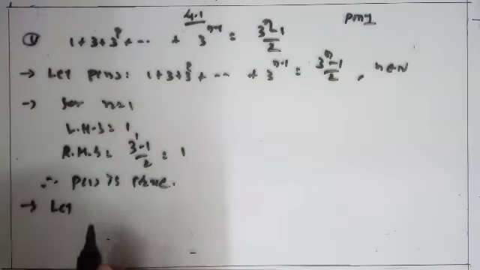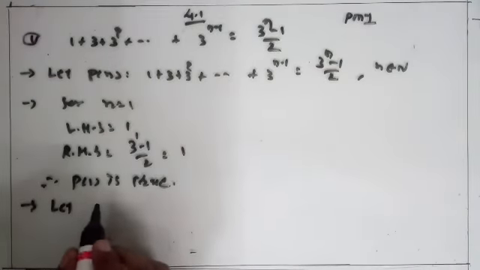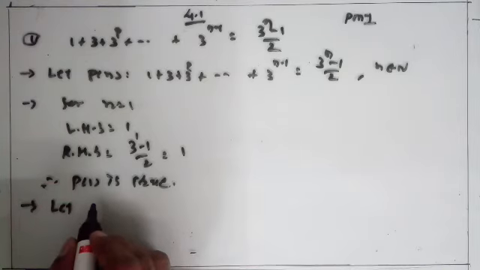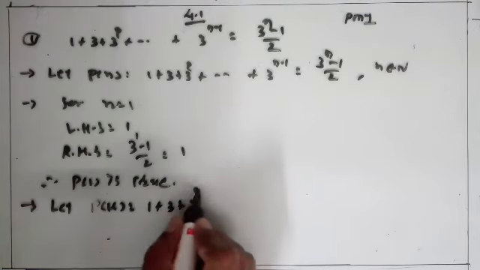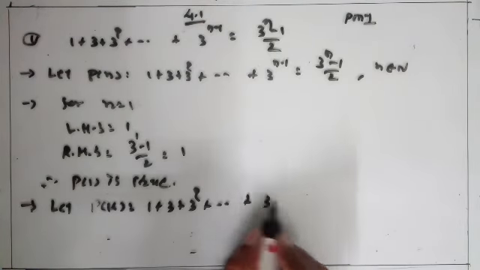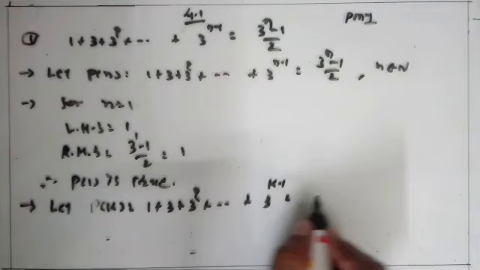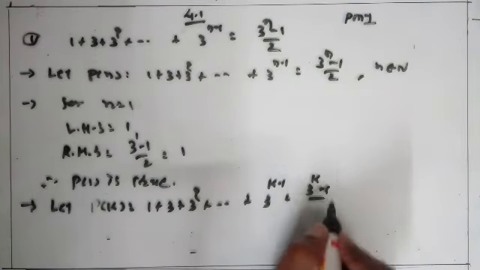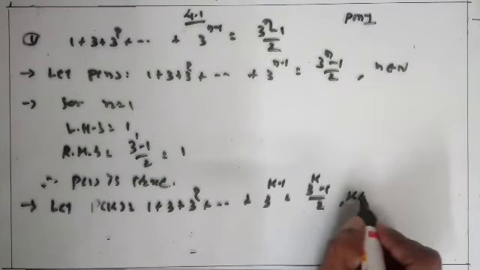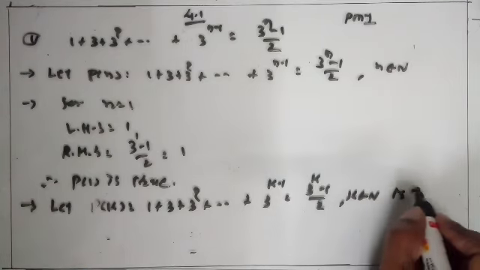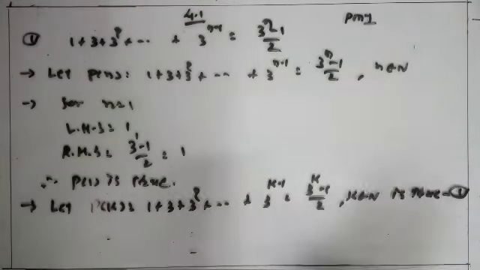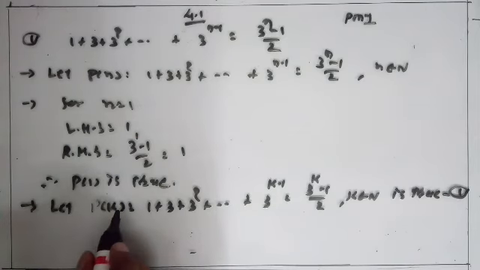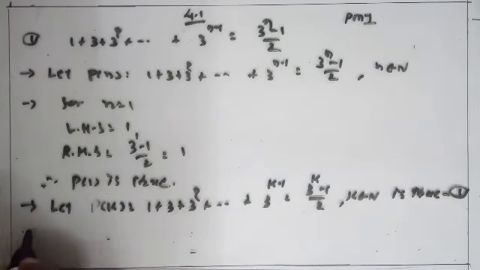Now assume that Pk is true. That is, Pn is true for n is equal to k. Let Pk be 1 plus 3 plus 3 square plus up to 3 raised to k minus 1 is equal to 3 raised to k minus 1 upon 2, k belongs to N. Assume this is true. Take this as result number 1. Using this result, we prove Pn is true for n is equal to k plus 1.